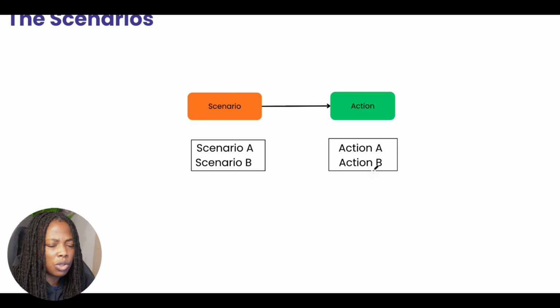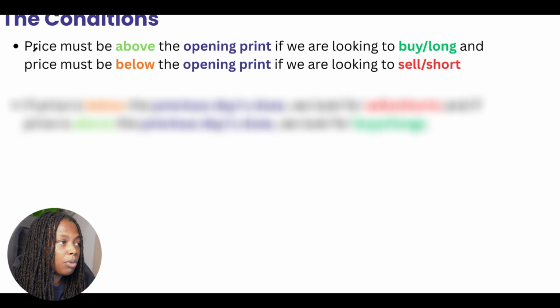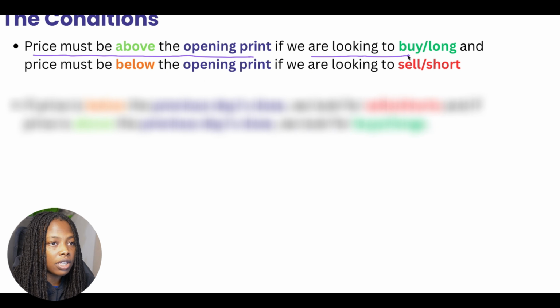Now, before we start taking all those trades, there are conditions that must be present. What are the conditions? Condition number one, price must be above the opening print if we are looking to buy or go long or buy calls if you're trading options. And price must be below the opening print if we are looking to sell or short or buy puts if we are trading options.